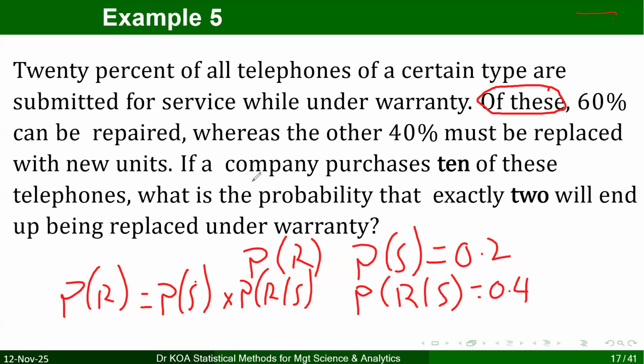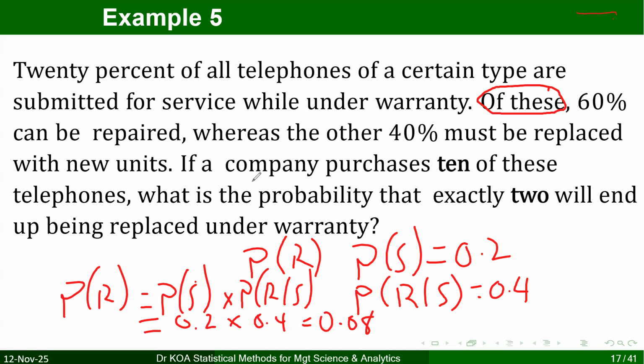Take a note and watch. That will be 0.08, as long as you understand what I've written. So it will be 0.2 multiplied by 0.4, giving 0.08. It's not 0.8, it's 0.08. Yes, 0.08. So you have the probability of being repaired. Now watch this. Now you select a company. You buy. If a company buys 10 of these telephones, what is the probability that exactly 2 will be replaced?